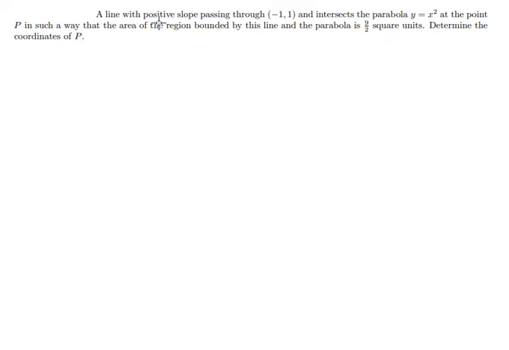A line with positive slope passing through the point (-1, 1) intersects the parabola y equals x squared at the point P in such a way that the area of the region bounded by this line and the parabola is 9/2 square units. Determine the coordinates of P.